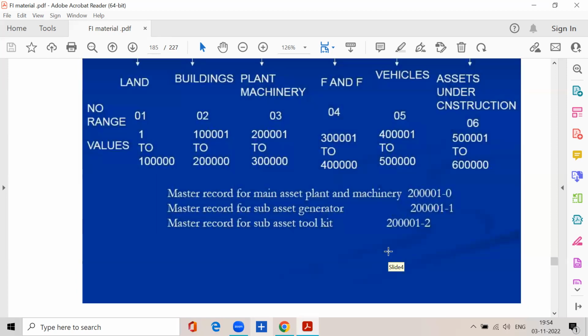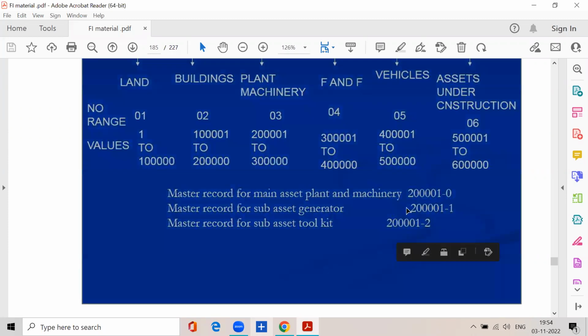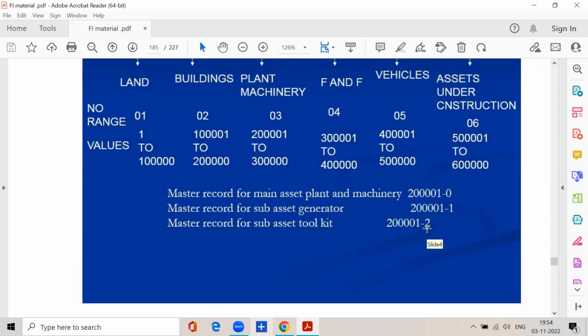Then we have a toolkit. The toolkit is also exclusively used for the purpose of the crane. In that case, the toolkit is called sub-asset, right? So when you create the master record for the sub-asset toolkit, the system will take the number 2 lakh 1 2. So under one main asset, you can create up to 9,999 sub-assets. Clear? So how does the system understand whether the asset we are creating is a sub-asset or main asset?